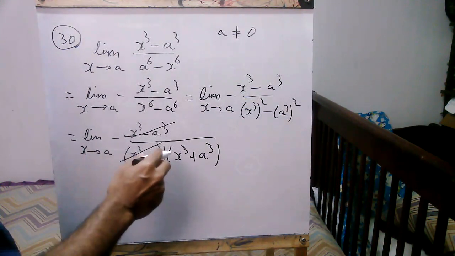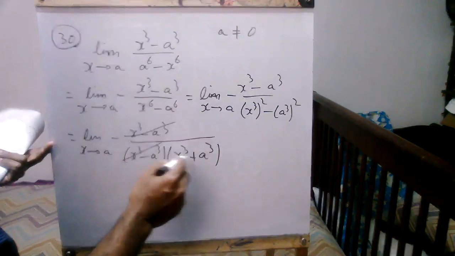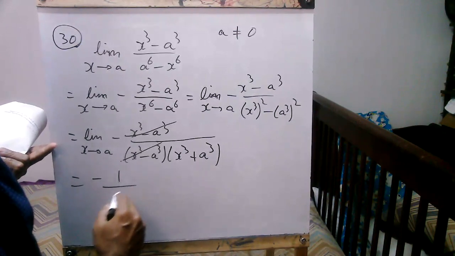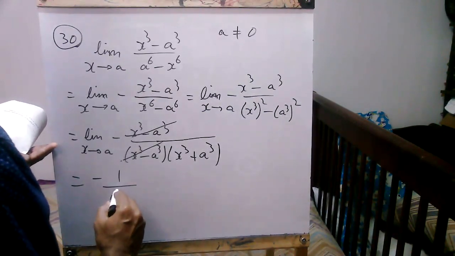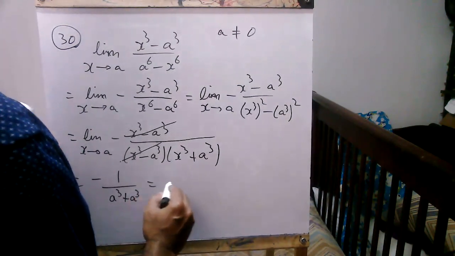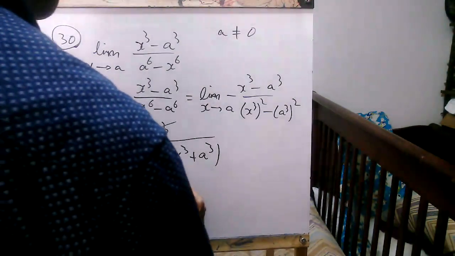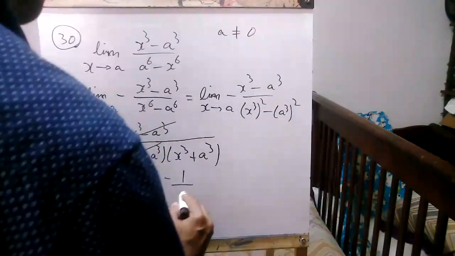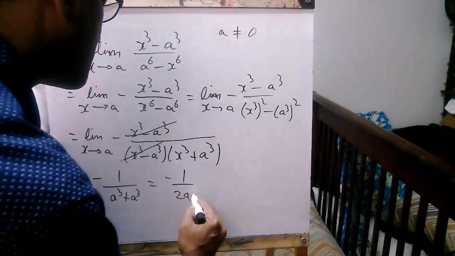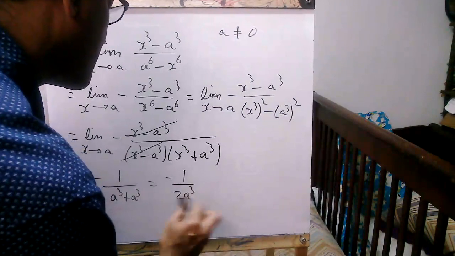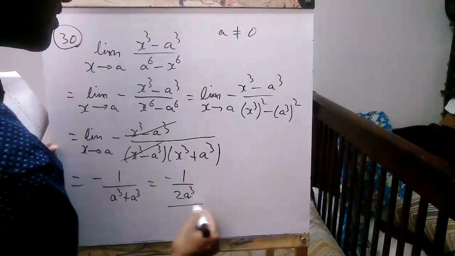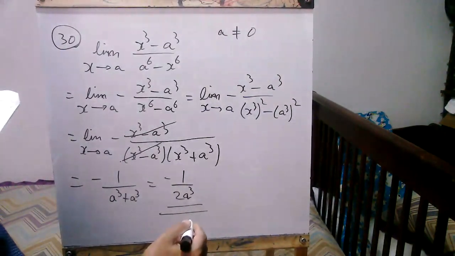Now we can substitute x equals a here. We get negative 1 over a cube plus a cube, negative 1 over 2a cube, since a cube plus a cube is 2a cube. Right, that's the final answer, and it is answer choice C.